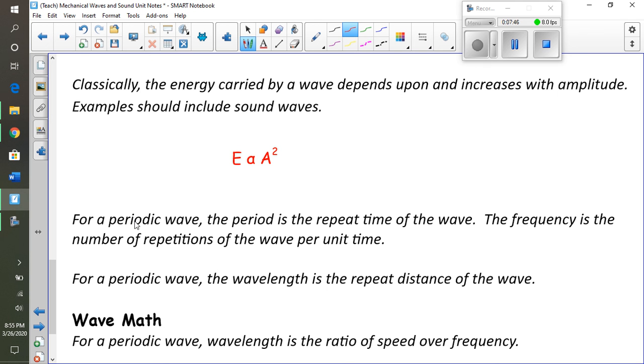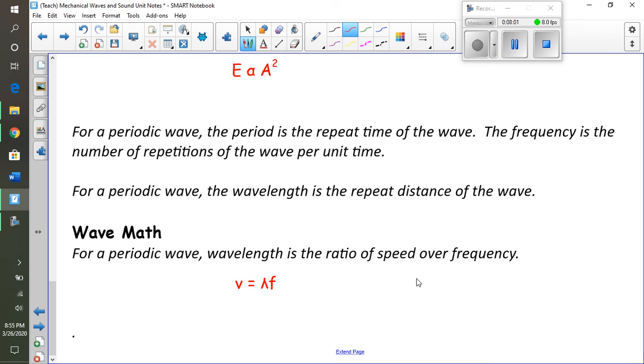Again, for a periodic wave, the period is the repeat time of the wave. The frequency is the number of repetitions per second. So for a periodic wave, the wavelength is the repeat distance of that wave. And we get a little bit of math here.